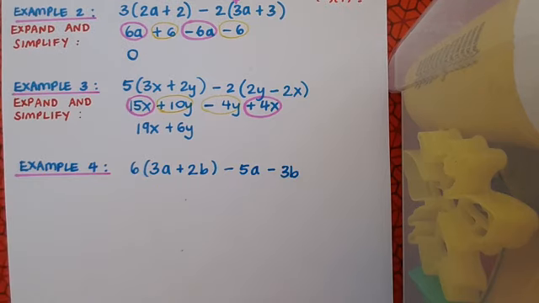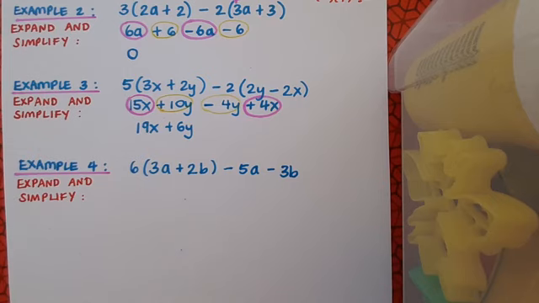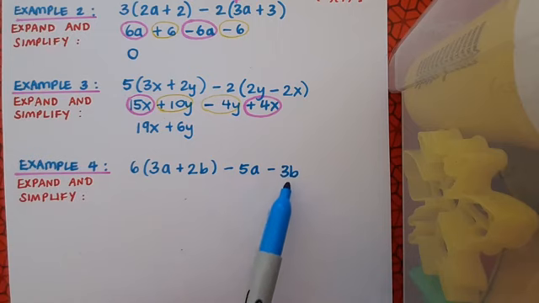Let's look at example 4. This one looks a little bit different. It still has the same instruction to expand and simplify. But just on first glance, I notice that there's a bracket here at the start. There isn't a bracket at the end. So how do I deal with this? Well, the 6 is the term directly in front of this bracket, so I'll multiply it in like normal. There's no brackets over here, but these terms are still part of the expression, so they'll just get written on the end, like this.